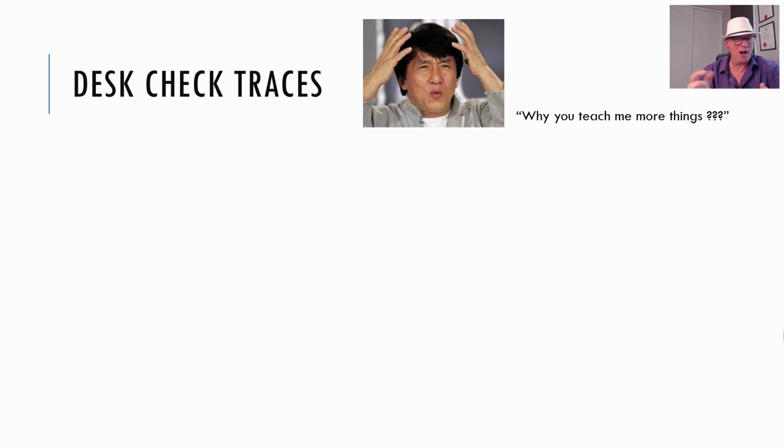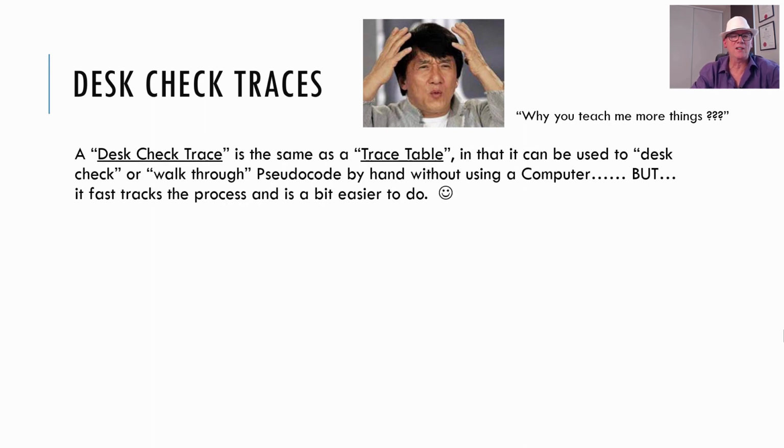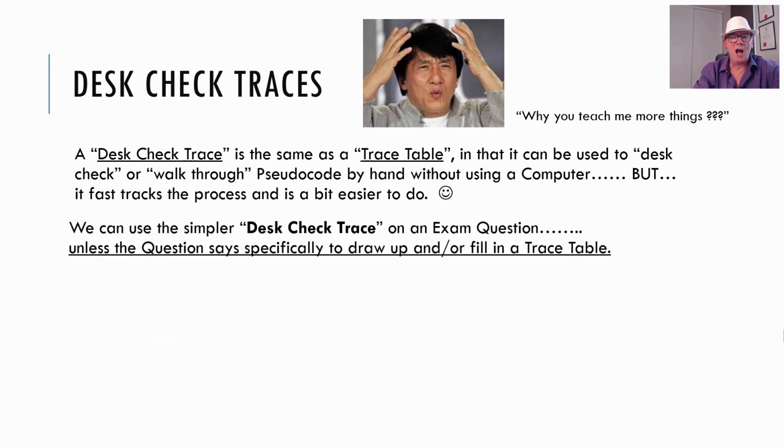Okay, so you're probably thinking, why are you teaching me more things? I'm struggling with trace tables. I hardly understand all that mumbo jumbo that we just went through. Well, look, hang in there. Desk check traces are really good because they're quick. I think they're quicker and easier than doing the full trace table, but they do the same sort of thing. Now, on an exam question, you can use one of these desk check traces, which is a little bit faster to do, unless, like we said, it specifically is asking you to fill in some trace table they've started or to make your own trace table.